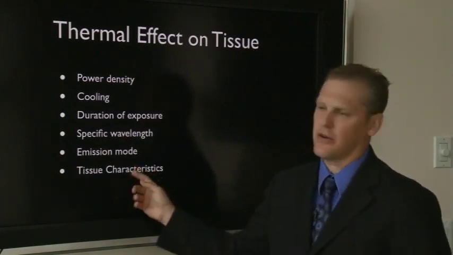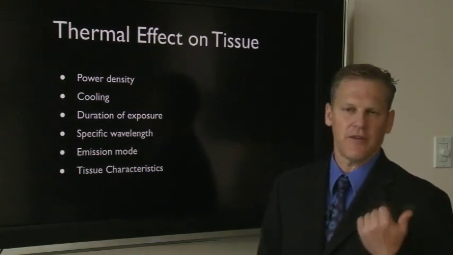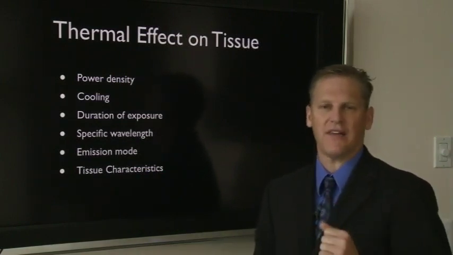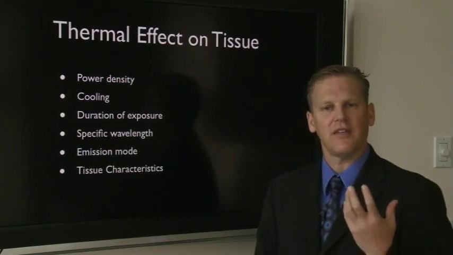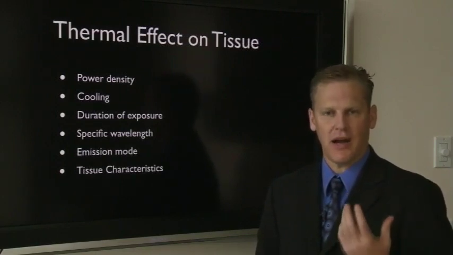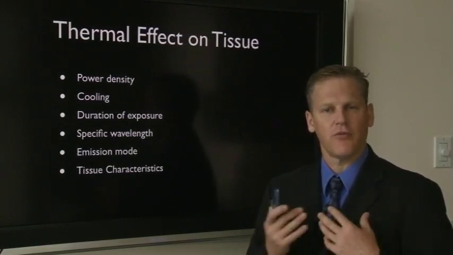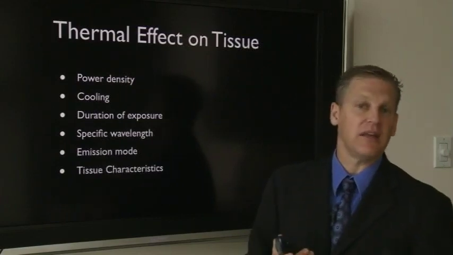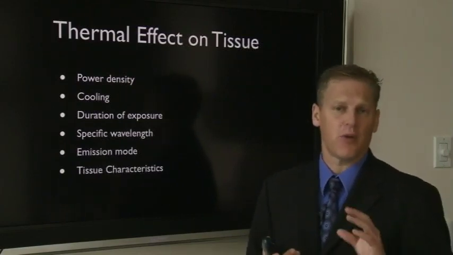And finally, tissue characteristics. If the tissue is very fibrotic or very white, keratinized, it has less pigment in it, it will require higher energy to cut, whereas very granulated or edematous tissue will typically require lower energies to cut.